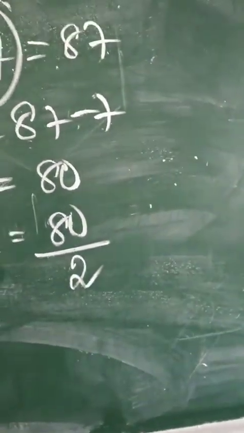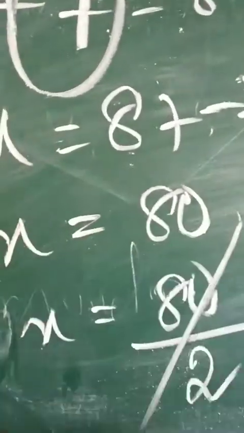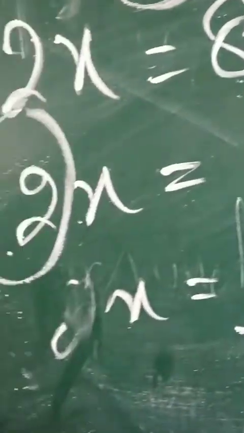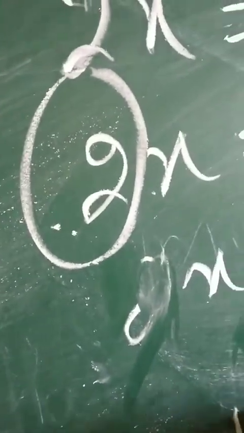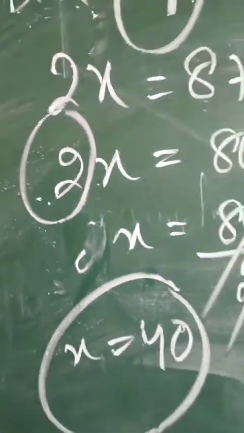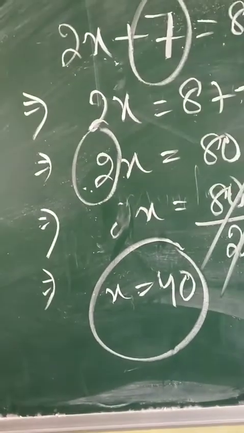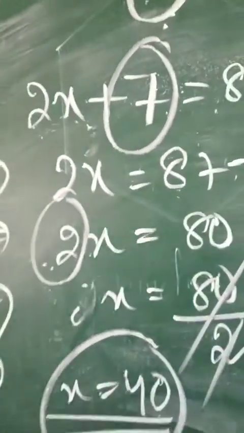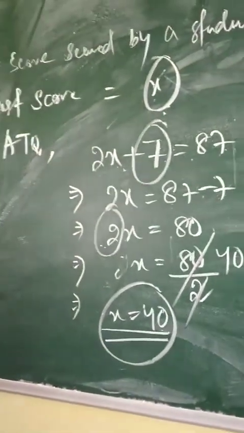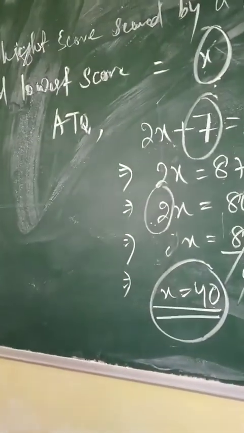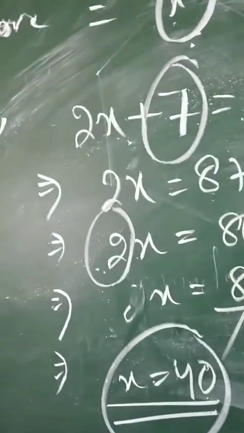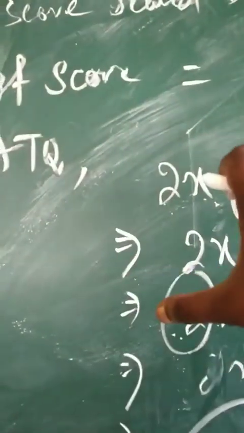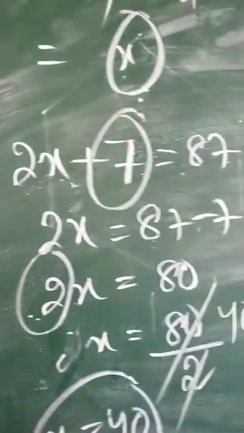So here 80 by 2 will be cancelled. The value of x is 40. Children, I got the value of x. x is none other than the lowest score of a particular subject secured by a child. So I believe it's completely clear to everyone. Now question number B is very interesting.